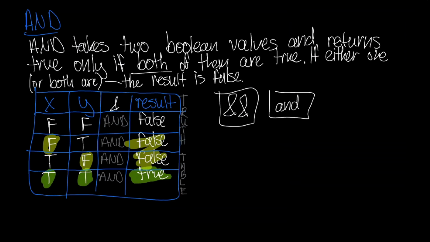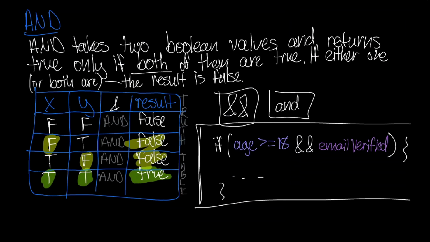If you ever want to find users who are both 18 and have a verified email, that would be represented as age greater than or equal to 18 and email verified. So this is how you would check for both of those conditions. The age must be greater than or equal to 18 and they must have email verified for the overall condition to be true and for us to execute all the code right here.